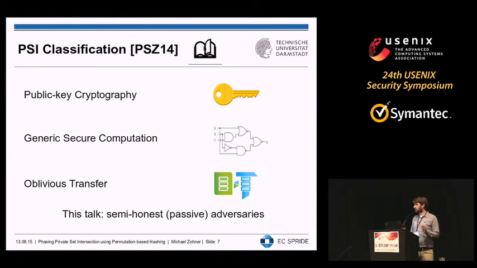And just as an outline of this talk, I'm going to focus on semi-honest or passive adversaries, which means that these follow the protocol execution honestly, but try to learn as much information as they can, but don't deviate from the protocol. There are private set intersection protocols for stronger malicious adversaries, but they are far from being practical.